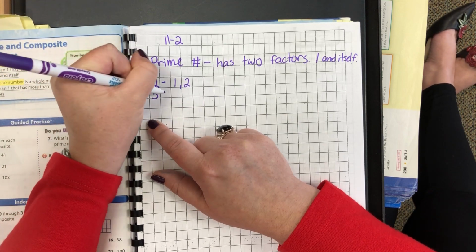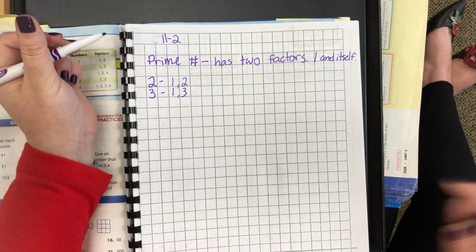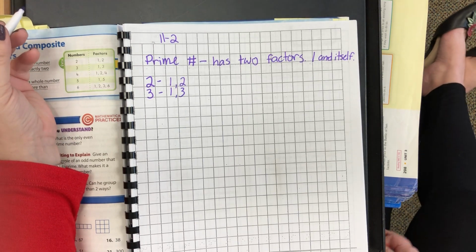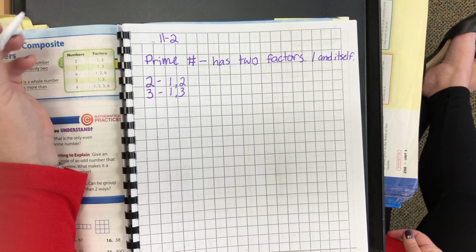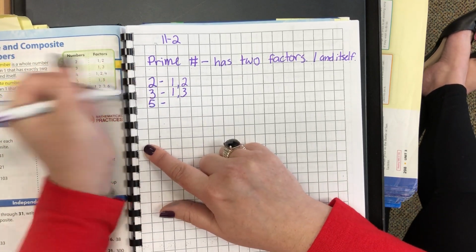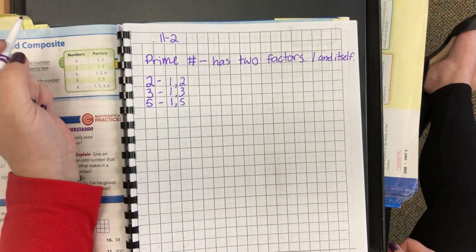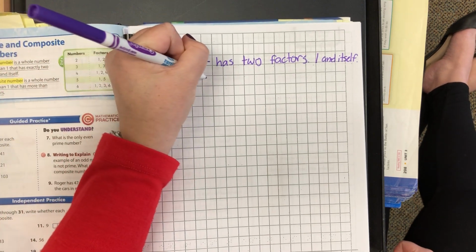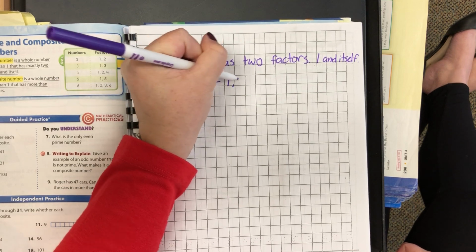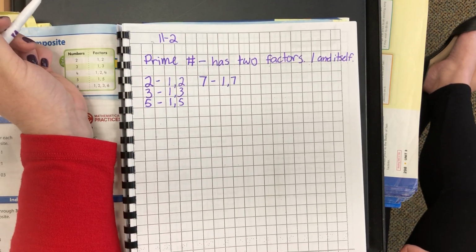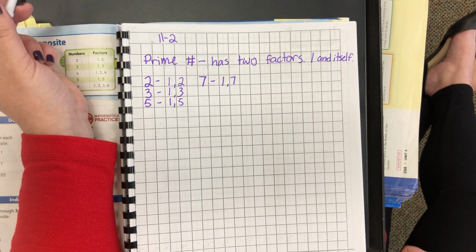3 is a prime number because its only factors are 1 and 3. Is 4 a prime number? No, because it's 1, 4, and 2. What about 5? 1 and 5. What about 6? No. What about 7? Yeah. The only thing I can multiply to get 7 is 1 and 7. What about 8? No. Nope. What about 9? No. No.